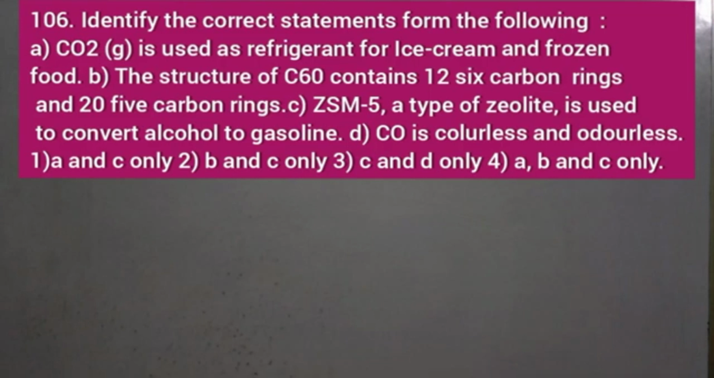Question number 106. Identify the correct statements from the following. A. CO2 gas is used as refrigerant for ice cream and frozen food. B. The structure of C60 contains 12 6-carbon rings and 20 5-carbon rings. C. ZSM5, a type of zeolite, is used to convert alcohols into gasoline. D. Carbon monoxide gas is colorless and odorless.